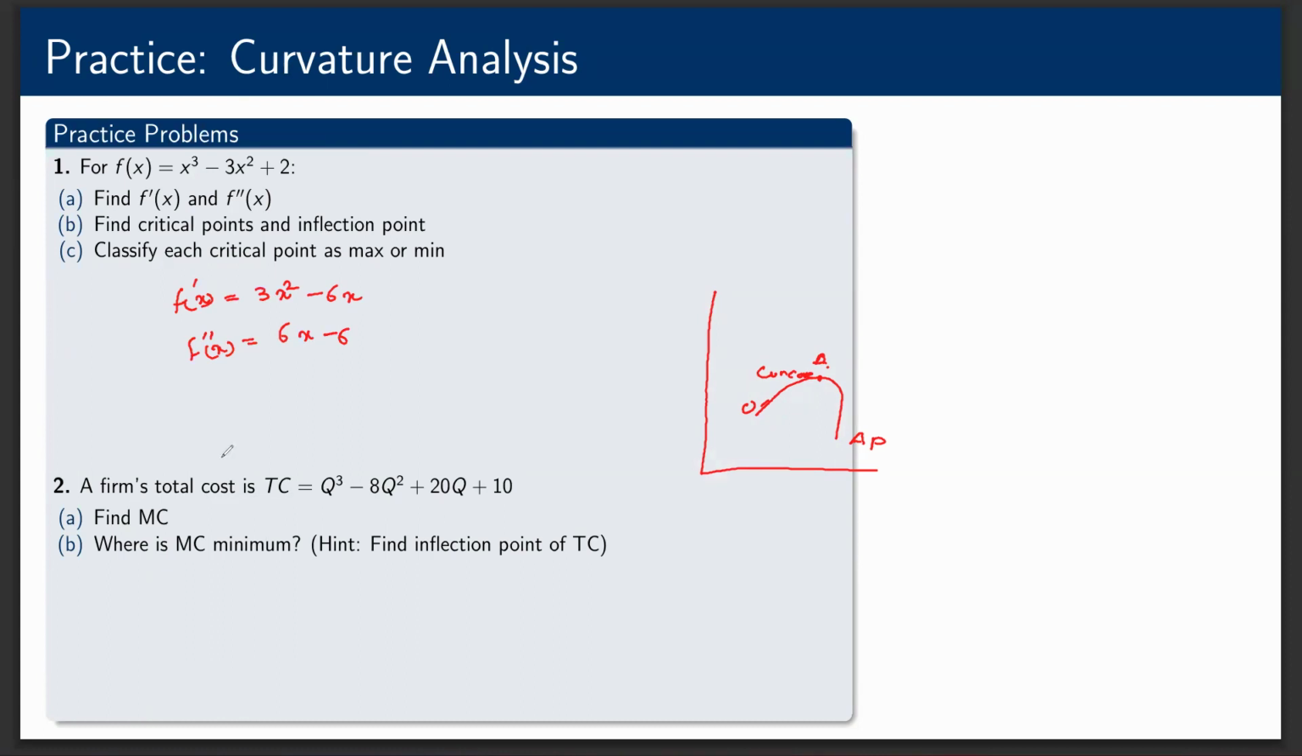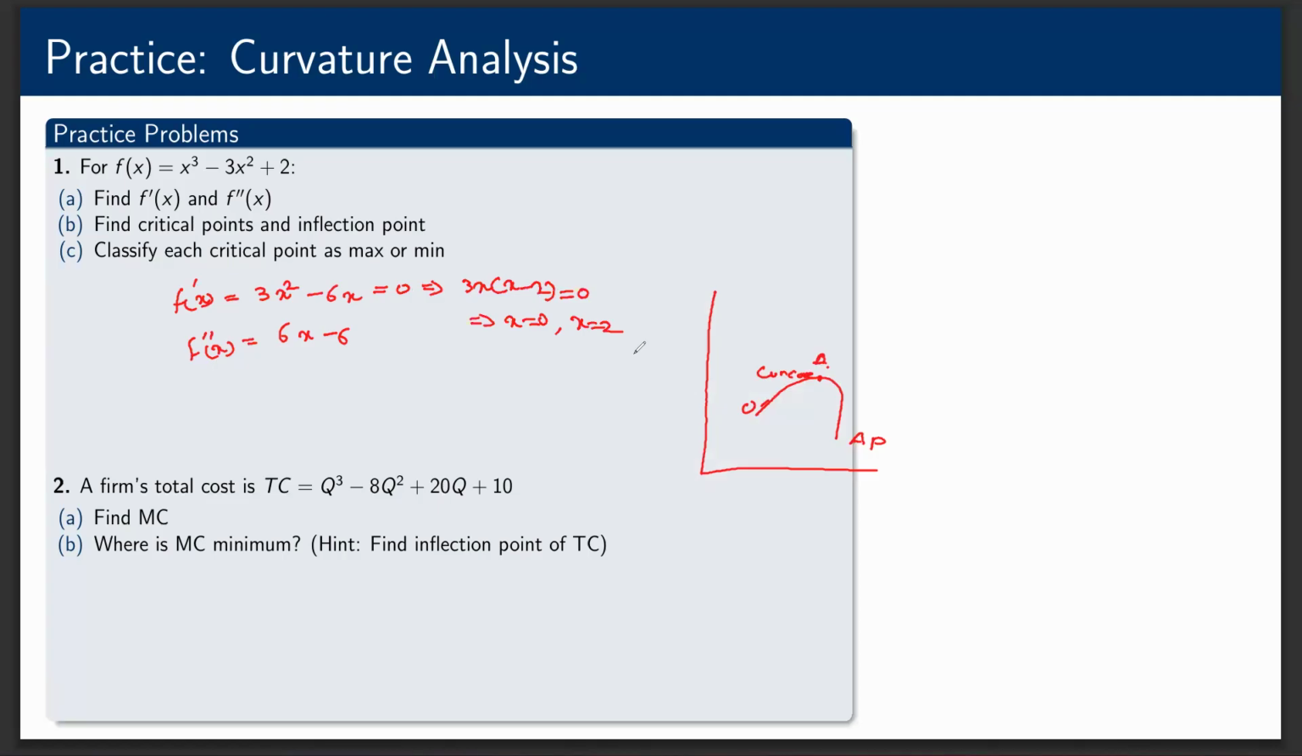Then B, critical point. For critical point, put first order derivative equal to 0. This equal to 0. So what that implies, now take 3x as common, I will find x minus 2 equal to 0. So that implies either x equal to 0 or x is equal to 2. So the critical points are x equal to 2 or x equal to 0.